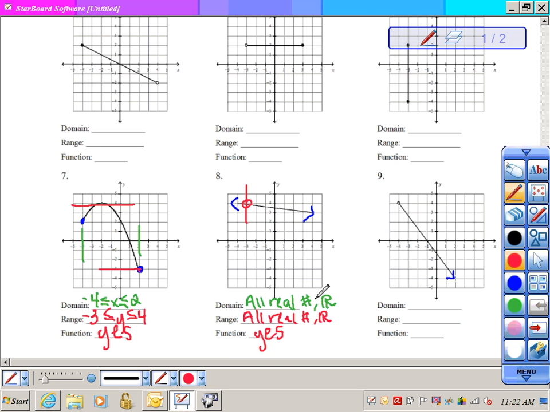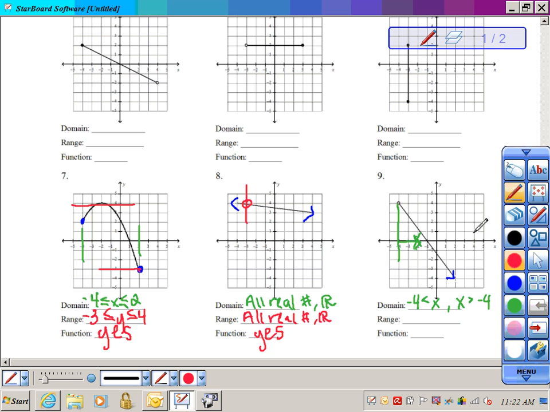Number 9, domain, my x's. Okay, we're going to keep going over here, but over here, the furthest I'm going to go is negative 4. My x's are on this side. So if I have negative 4 here, my x's are bigger than negative 4, but since this is an open circle, it's not equal to. You could also write this the other way, negative 4 less than x. It's pointing towards the negative 4, so all my x's are greater than negative 4. So it's all of these numbers on the x-axis.